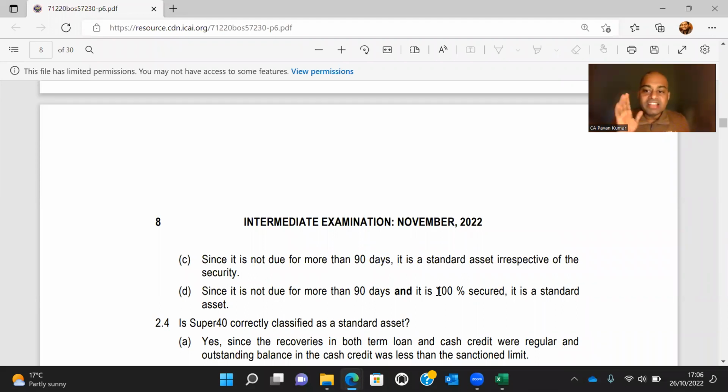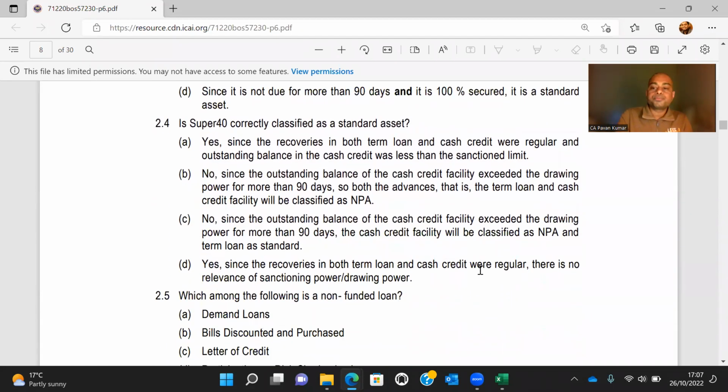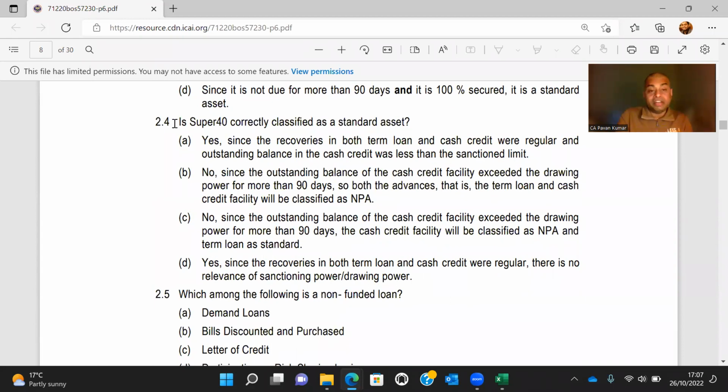Now see, everybody is giving the correct answer. Credits to whom? But in the exam, if the same question comes, don't you think many people will write the wrong answer? We should be very careful. Since it is not due for more than 90 days, it is a standard asset irrespective of security. C is the correct answer.